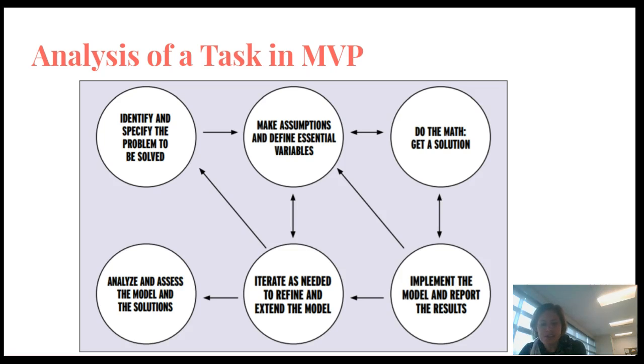Students can do the math, they can report their solutions. Students can iterate as needed. I really like using the 5 practices in my classroom, so students might need to go back and realize that they made a mistake and they need to try something else. And then they're going to analyze that model and the solutions. They're going to look at other student solutions and see what they kind of come up with.